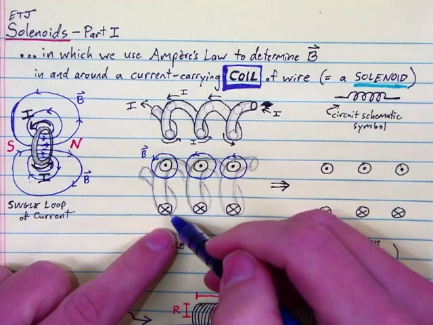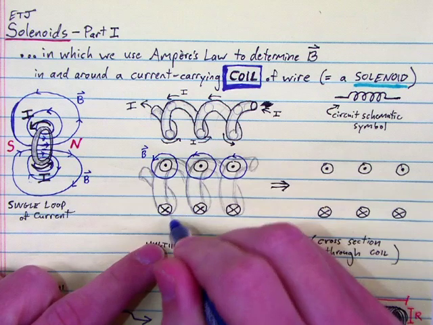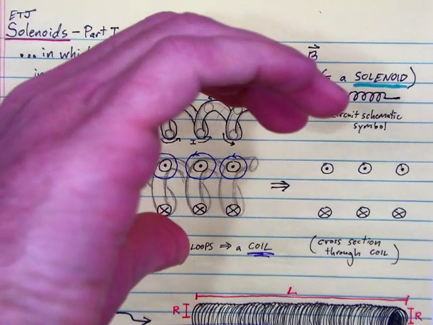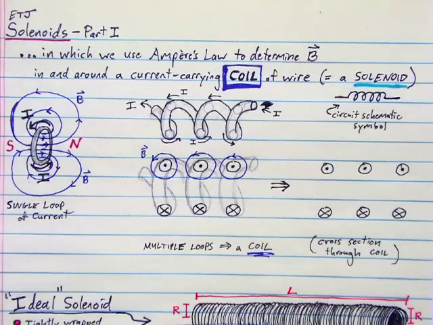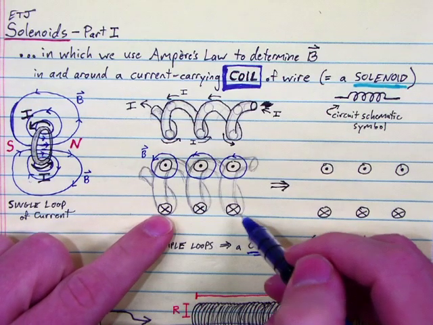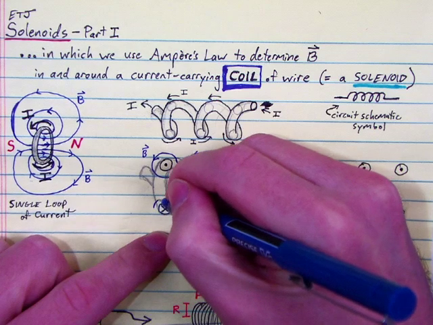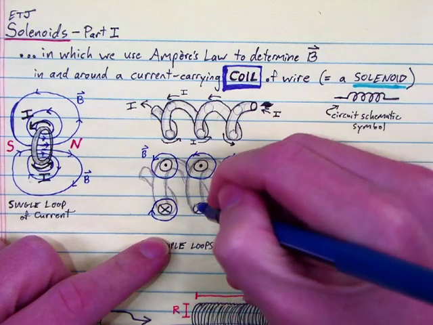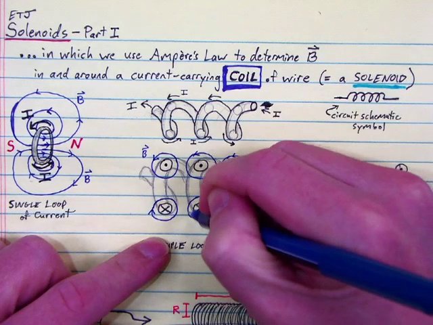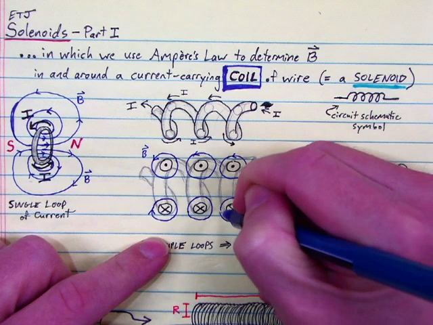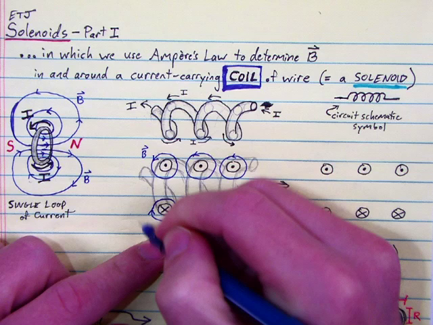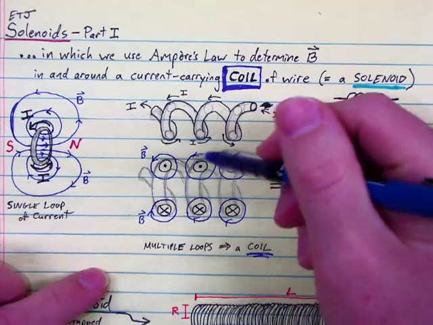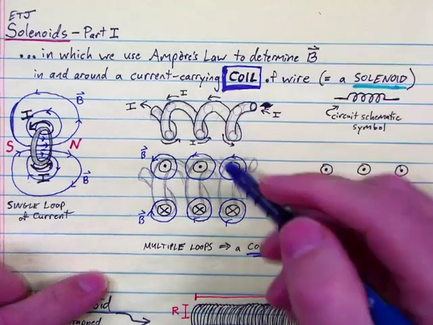Down here below, where the wire goes into the page, current's being carried into the page, grab that wire with your right hand, thumb in the direction of the current, and fingers curling clockwise. So these little sections of wire here carrying current into the page would be generating B field loops circulating clockwise. Okay, so there's kind of like one field line for each.